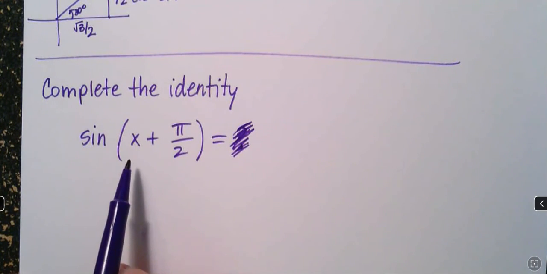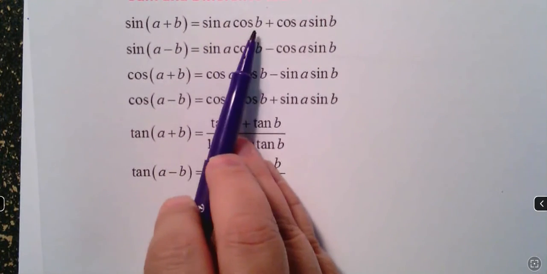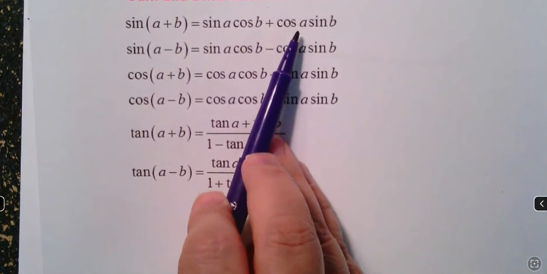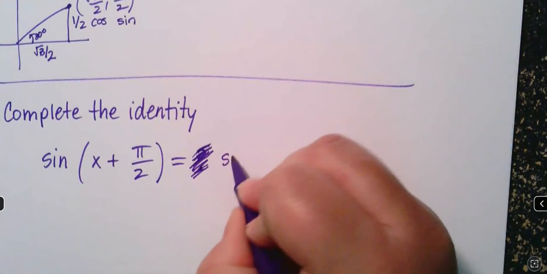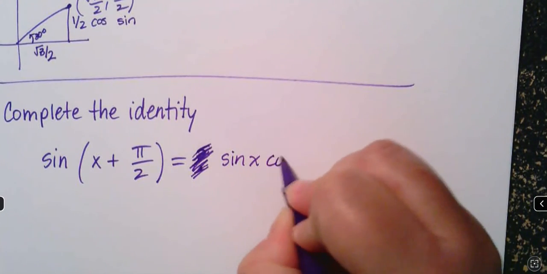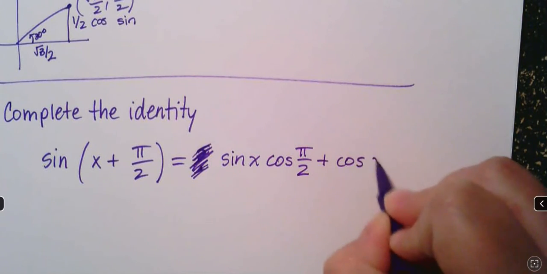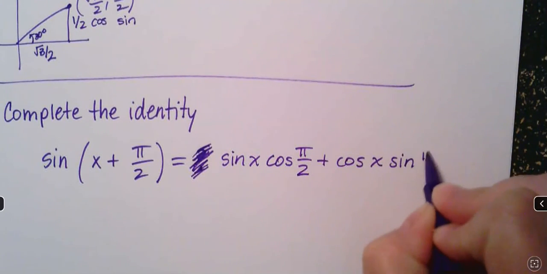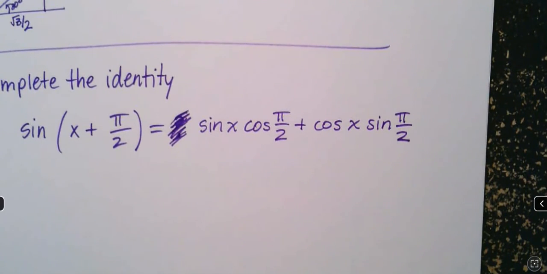So if there were a number there, I would just apply the first formula, sine of the first number times cosine of the second number plus cosine of the first number times sine of the second number. There we go. So sine of x times cosine of pi over 2 plus cosine of x times sine of pi over 2. Okay? So the next question becomes, is there anything I can simplify here?